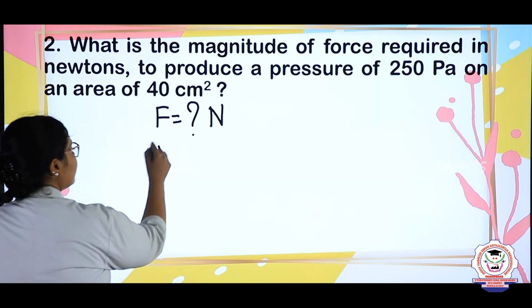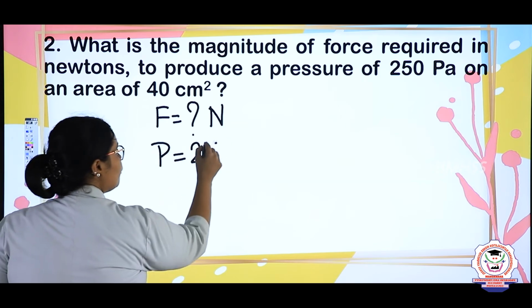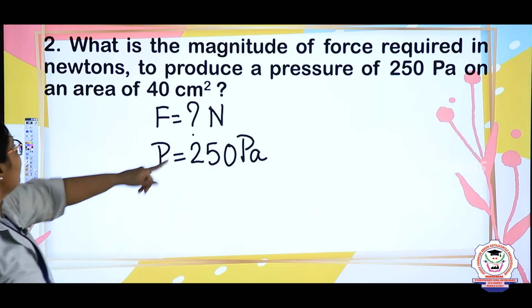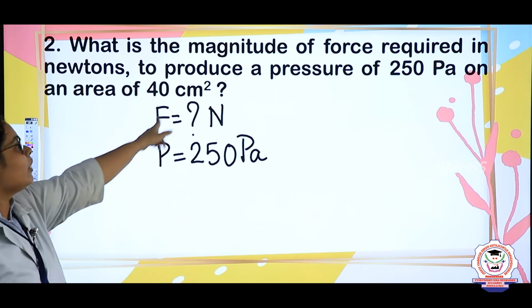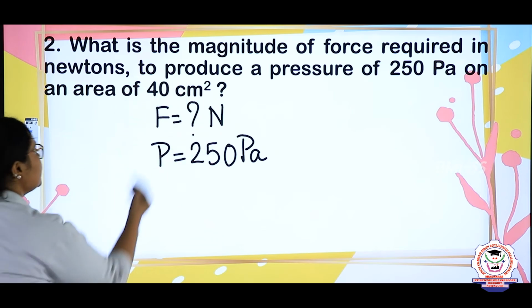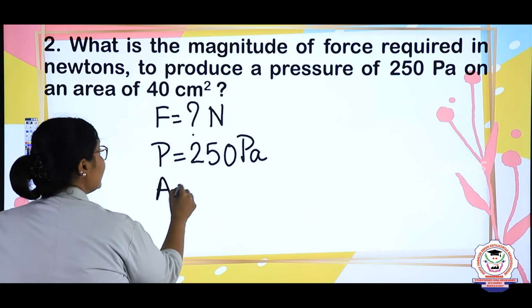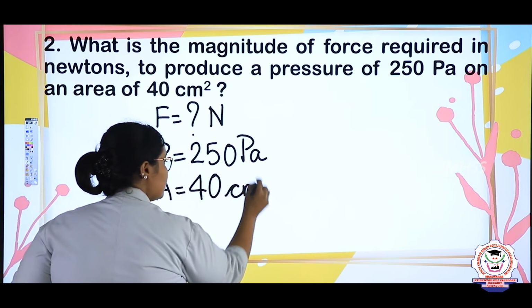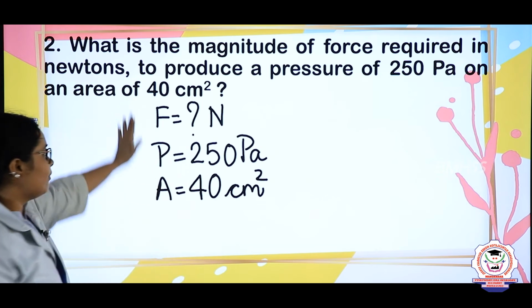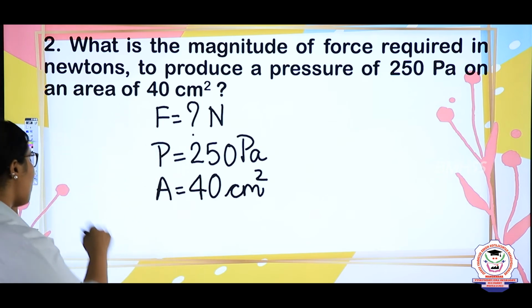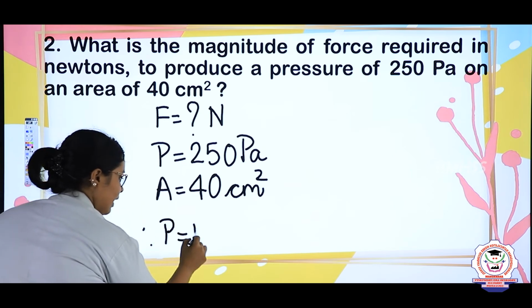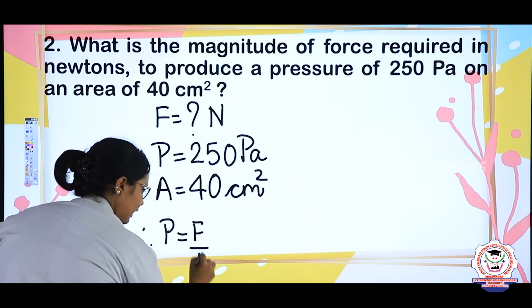What is the pressure, children? Pressure is 250 Pascal on the area of 40 centimeter square. So what is the area, children? Area is equal to 40 centimeter square. Now you have the two values. First, what is the formula you need to write? You write it as P is equal to F by A.